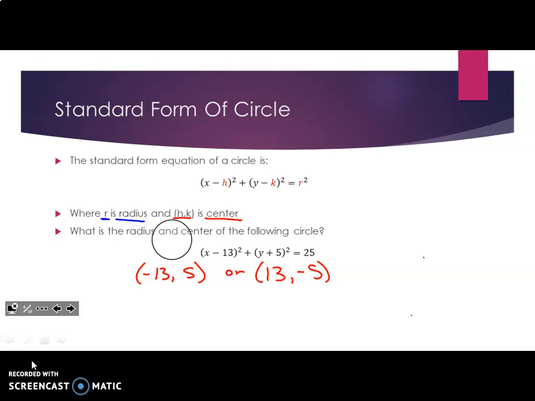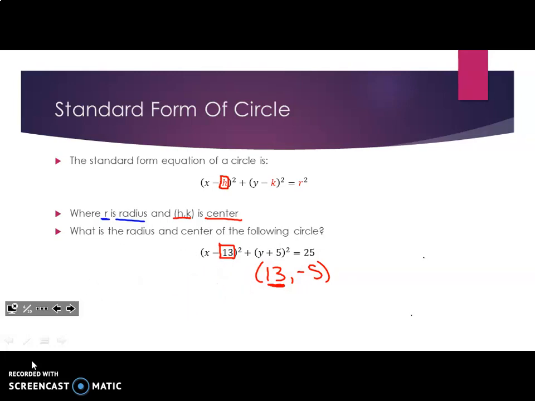Okay, what I want to point out is that we have an x minus h, and notice that the h I put there is in red. The minus sign does not have anything to do with the h. X minus h. So 13 is actually the x coordinate, and 13, negative 5 is our center.